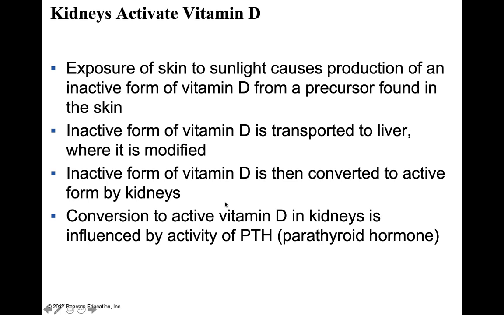Now, typically, skin exposed to sunlight is going to cause the production of an inactive form of vitamin D. And that's from a precursor which we all have in our skin. That inactive form of vitamin D is going to move to the liver where it's modified. So this inactive form of vitamin D is then converted into the active form by the kidneys. And the conversion of active vitamin D in the kidneys is also influenced by the activity of parathyroid hormone. Usually we think of that being more involved in calcium, but once again, vitamin D is related to calcium levels also.